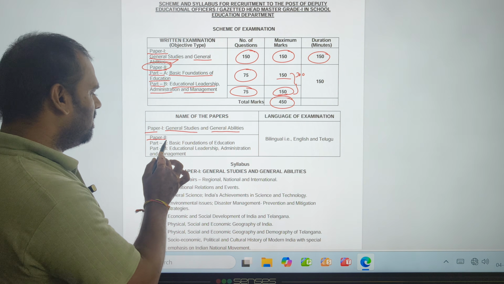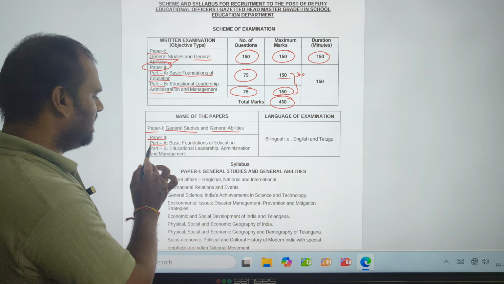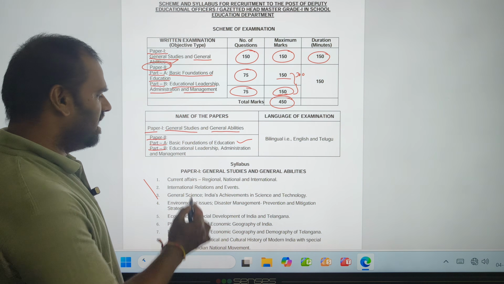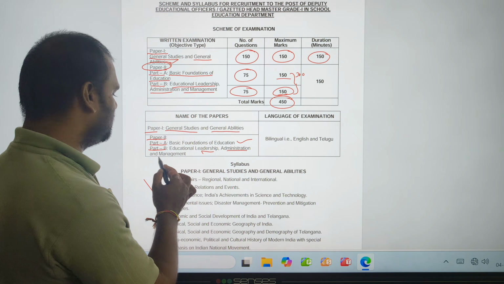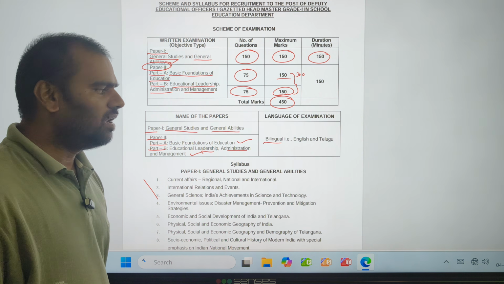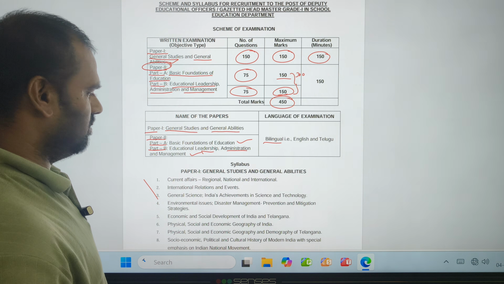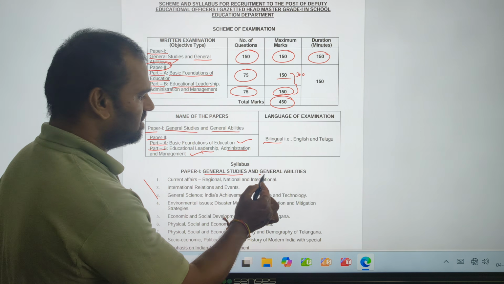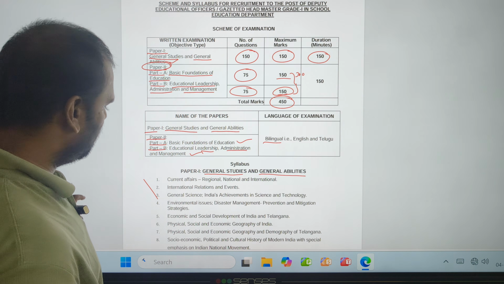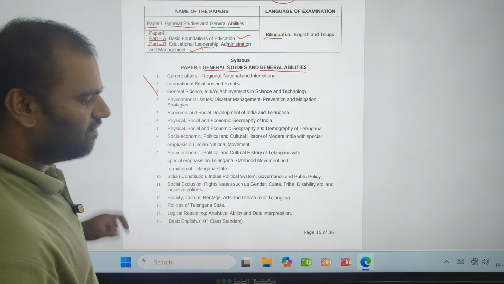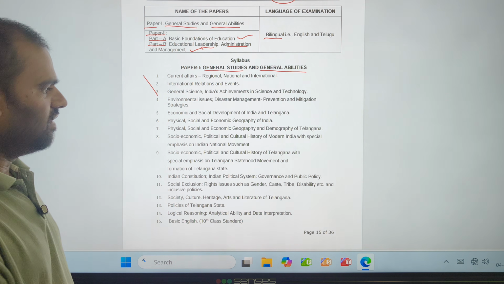Now the names of the papers, as we know: Paper 1 is General Studies and General Abilities. Paper 2 has Part A and Part B: Basic Foundations of Education, and Educational Leadership, Administration and Management. It is going to come bilingual, in English and Telugu. For General Studies and General Abilities you have the syllabus like this, a total of 15 points they have given. Under these 15 points you can check one by one.